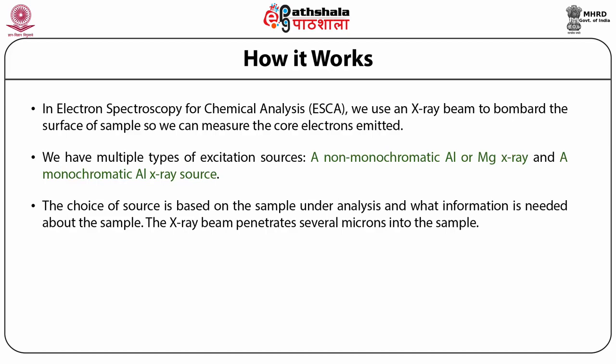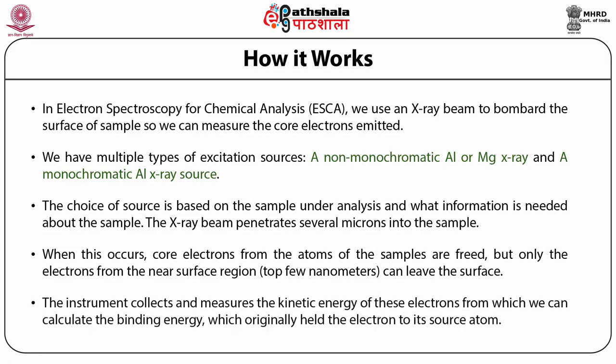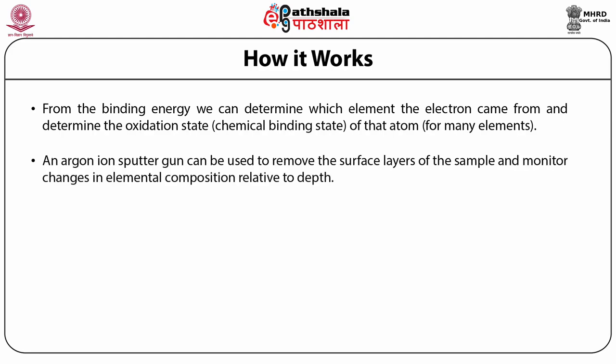The X-ray beam penetrates several microns into the sample. When this occurs, core electrons from the atoms of the sample are freed, but only the electrons from the near surface region can leave the surface. The instrument collects and measures the kinetic energy of these electrons, from which we can conclude the binding energy which originally held the electron to its source atom. From the binding energy, we can determine which element the electron came from and the oxidation state of that atom. An argon ion sputter gun can be used to remove the surface layer of the sample and monitor changes in elemental composition relative to depth.